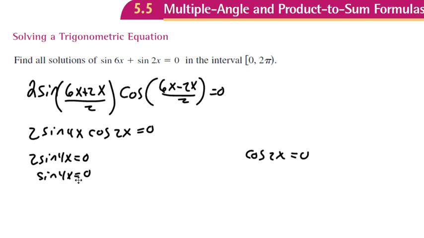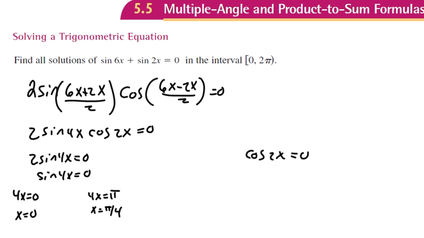All right, the way we want to think about this is we want to say the sine of what is 0. Well, the sine of 0 is 0, so I'm going to set 4x equal to 0. And the sine of pi is 0, so I'm going to set 4x equal to pi. If we solve for those two, I'll get 0, and right here I'll get pi over 4.